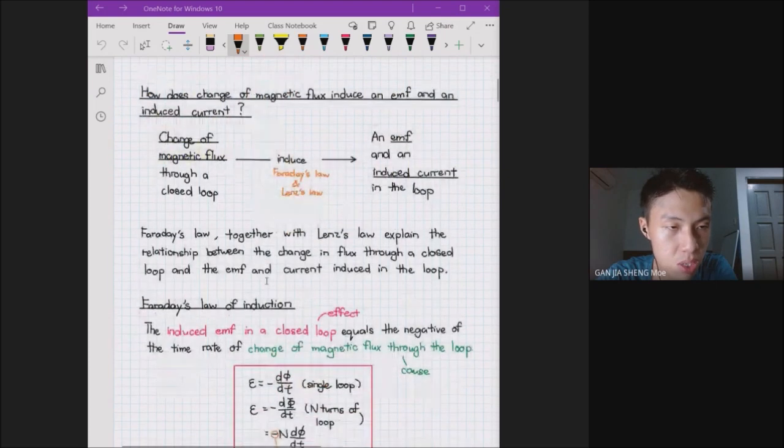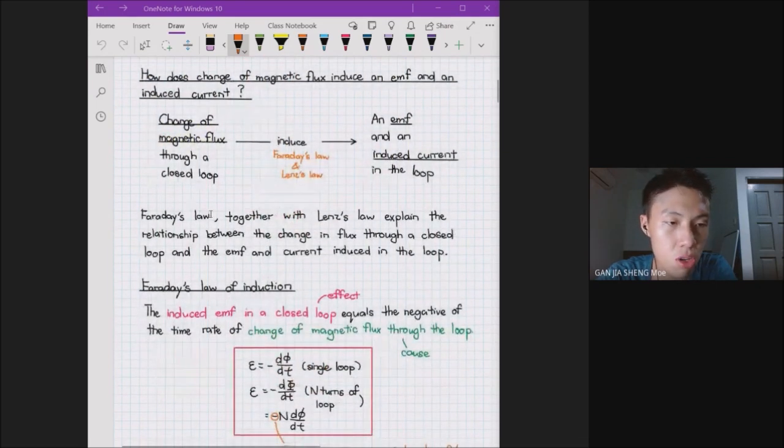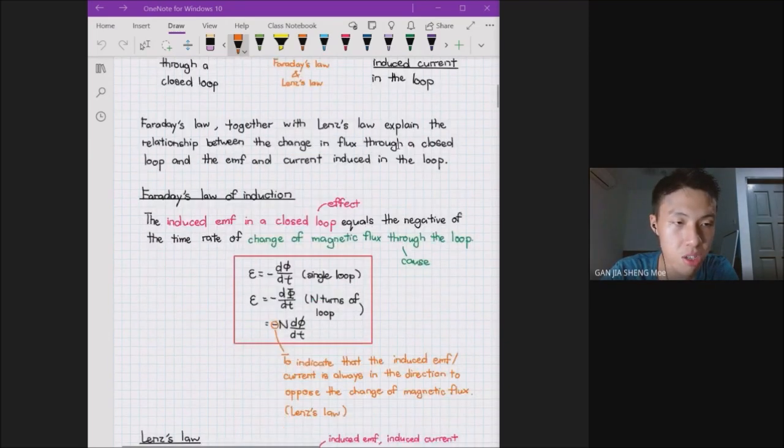So this is what we have discussed just now. Faraday's law together with Lenz's law explain the relationship between the change in magnetic flux through a closed loop and the EMF and current induced in the loop. So the change in magnetic flux will be the cause, and the EMF and the induced current will be the effect. Okay, because there is a change of magnetic flux, therefore there is an induced EMF and an induced current in the loop. So that's the effect. Okay, so let's look at Faraday's law right now.